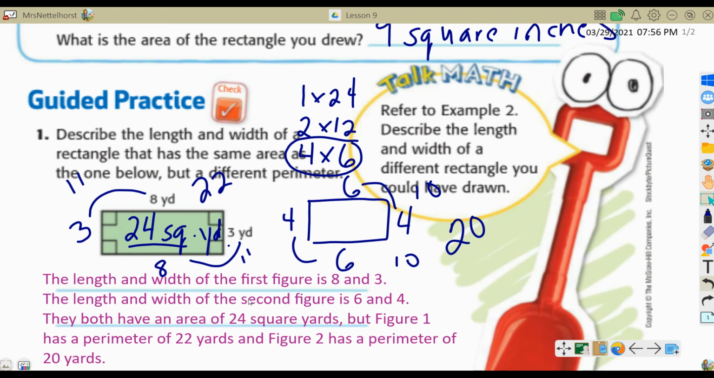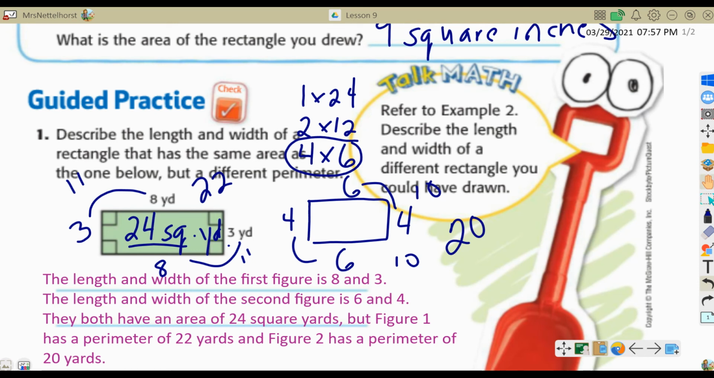So we answered the question. Describe the length and width of a rectangle that has the same area as the one below but a different perimeter. The length and width of the first figure is 8 and 3. The length and width of the second figure is 6 and 4. They both have an area of 24 square yards, but figure 1 has a perimeter of 22 yards and figure 2 has a perimeter of 20 yards.